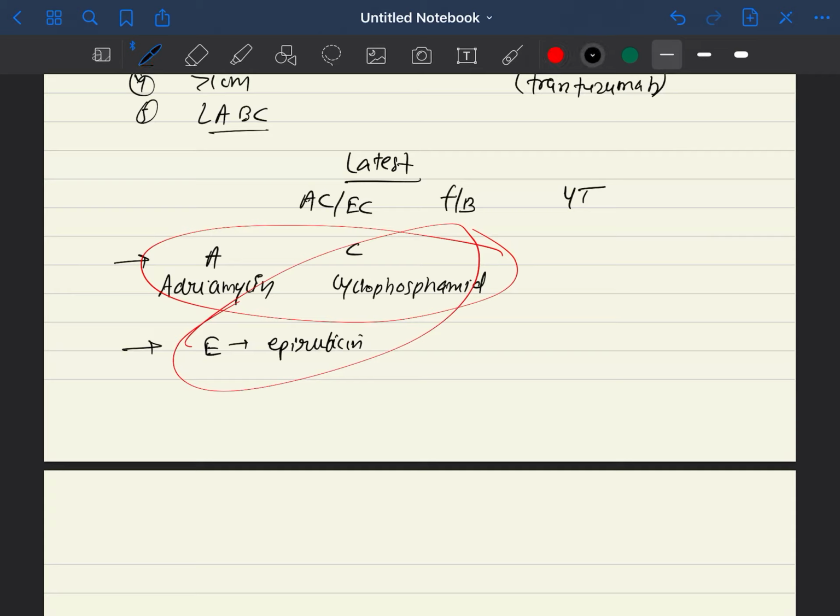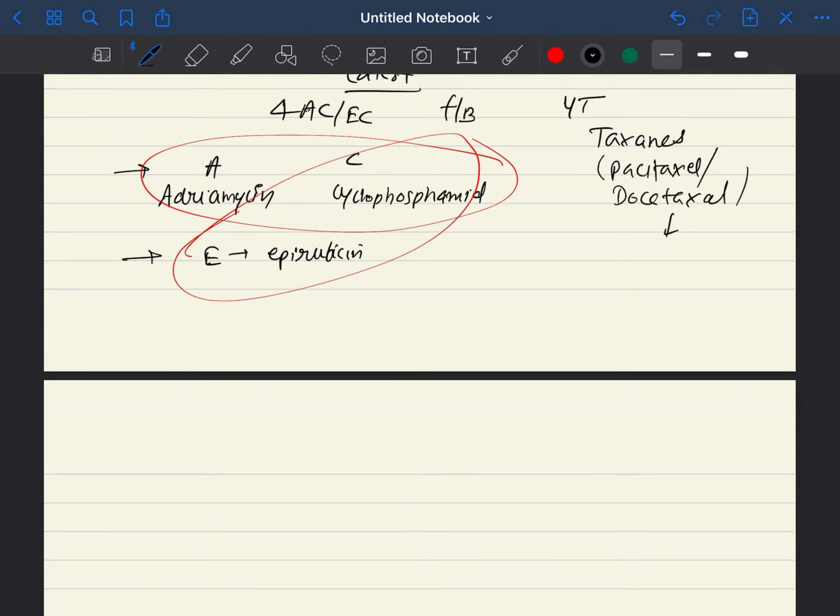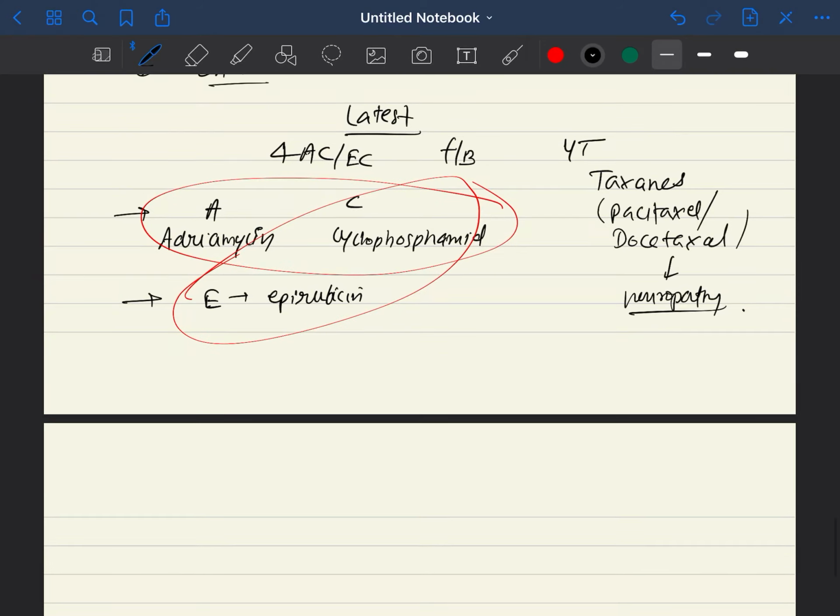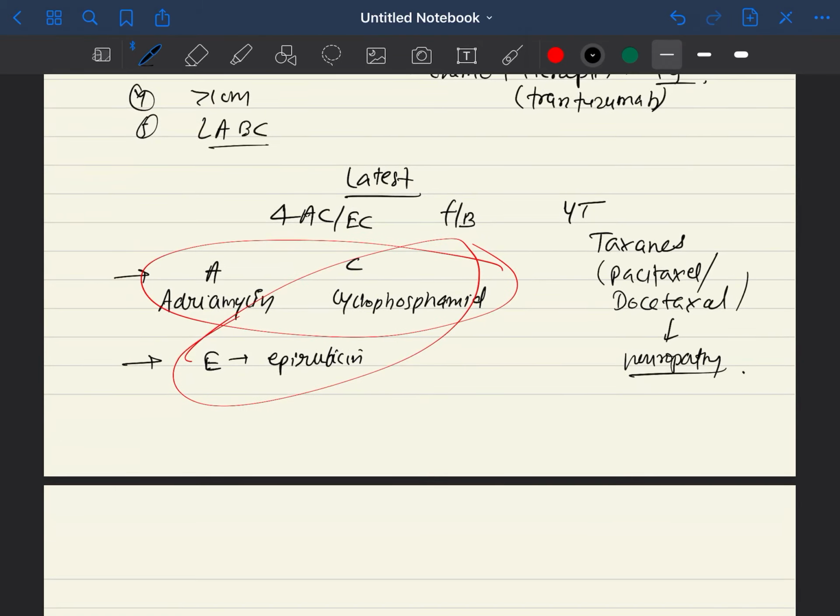Taxanes, alright. So after AC, taxanes like paclitaxel or docetaxel, alright. But there is a chance of neuropathy. This is the side effect of the taxanes. Alright, so this one was the latest management of chemo.